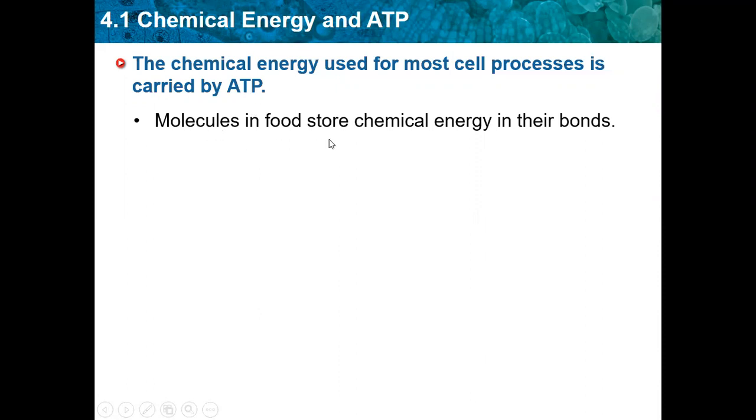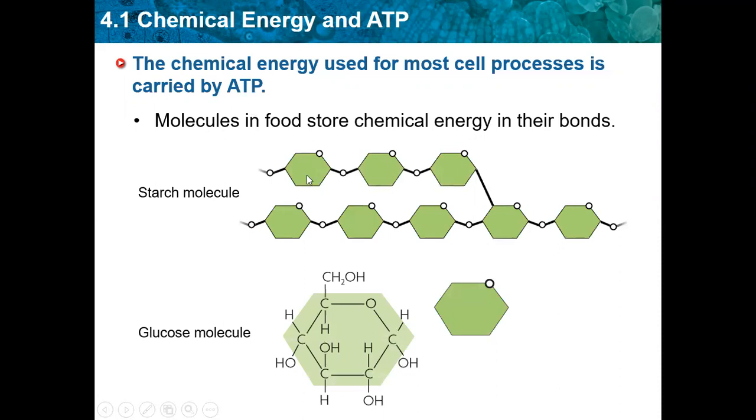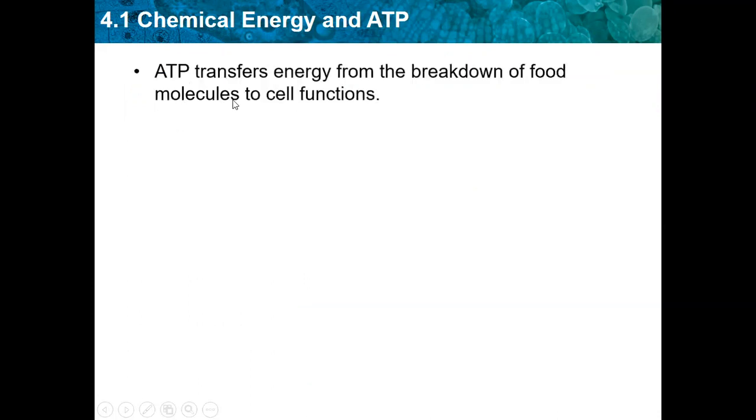So molecules in food store chemical energy in the bonds. So this is a starch molecule. The energy is stored in the bonds between the starch molecule. You know what I mean? Yeah, the bonds between them. All these bonds are where they store the energy. ATP transfers energy from the breakdown of food molecules to cell functions.